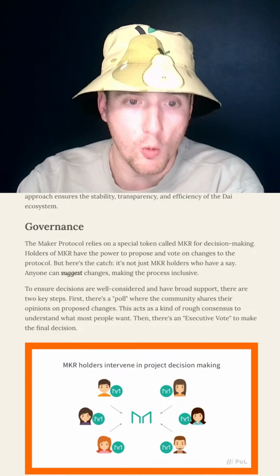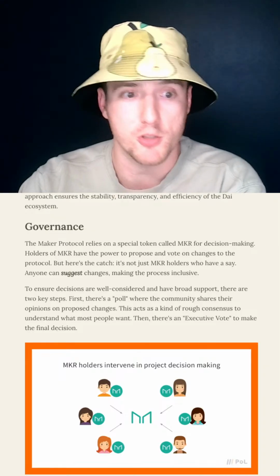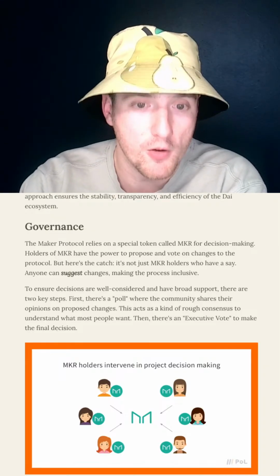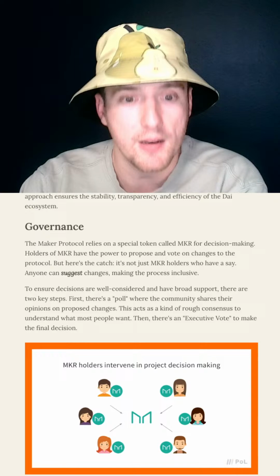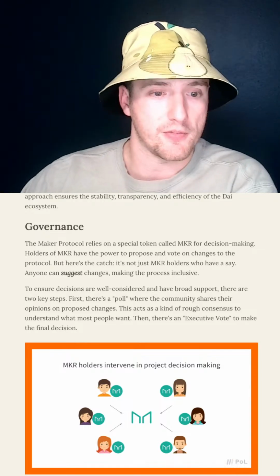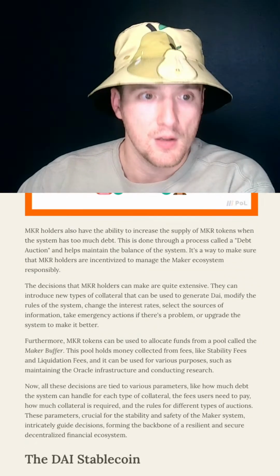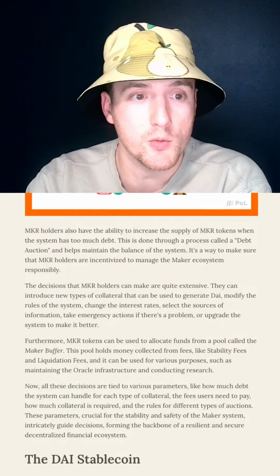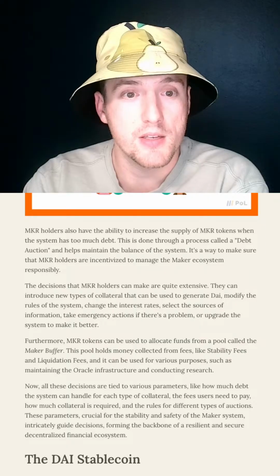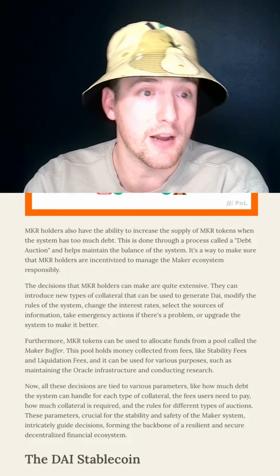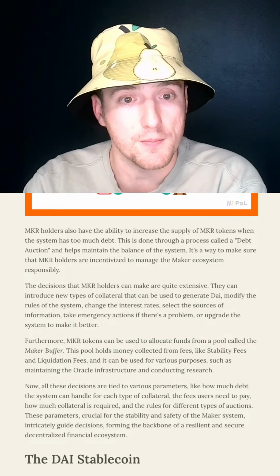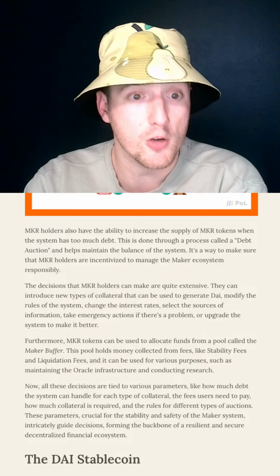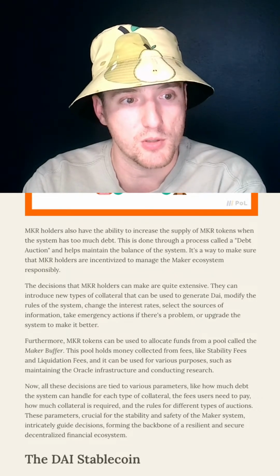First, there's a poll where the community shares their opinions and proposed changes. This acts as a kind of rough consensus to understand what most people want, and then there's an executive vote to make the final decision. Maker holders also have the ability to increase the supply of Maker tokens when the system has too much debt. This is done through a process called a debt auction and helps maintain the balance of the system. It's a way to make sure that Maker holders are incentivized to manage the Maker ecosystem responsibly.